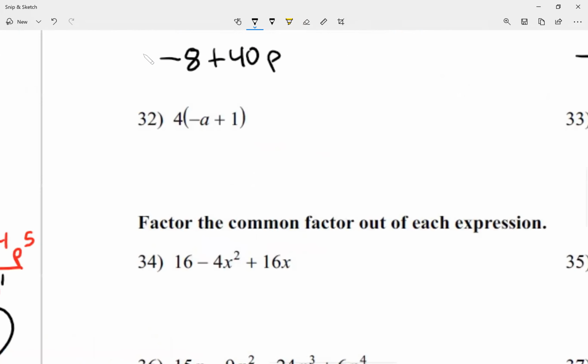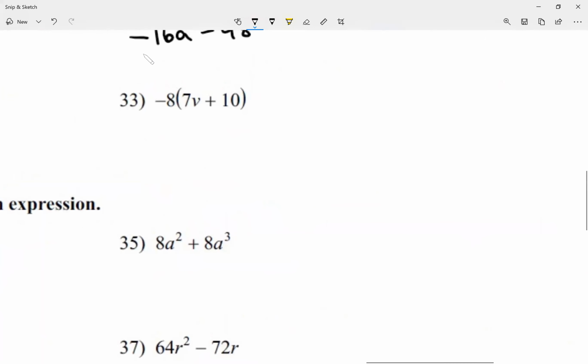Looking at number 32. Now this 4 times the negative sign, that will give me a negative 4a. And then 4 times 1, we know that's plus 4. We call this the distributive property. The number on the outside gets distributed to the numbers on the inside. And lastly, the negative 8 multiplied to the numbers on the inside gives me negative 56v minus 80.